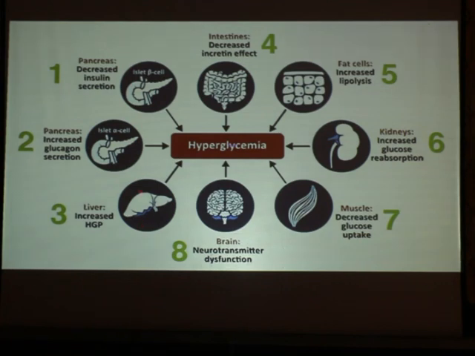The third is the liver. And what is happening in the liver? The basic thing that is happening in the liver is elevated hepatic glucose output. Right? And the basic factor which is responsible for that is hyperglucagonemia. Therefore, hyperglucagonemia emerges as a very, very important risk factor.